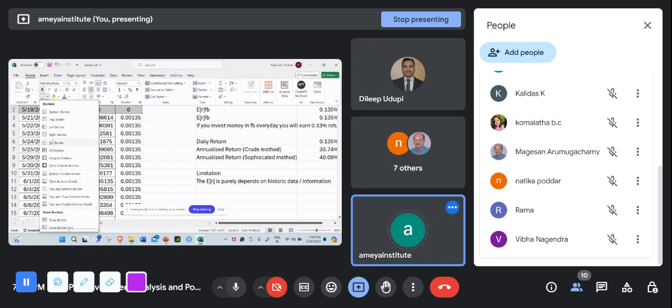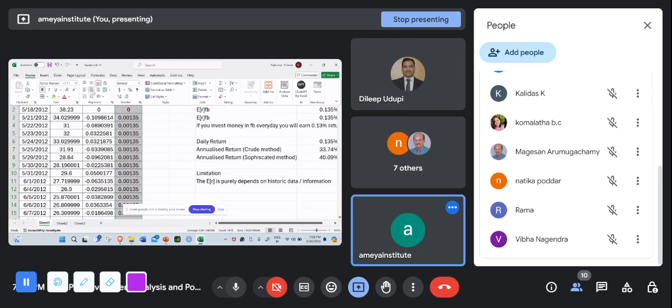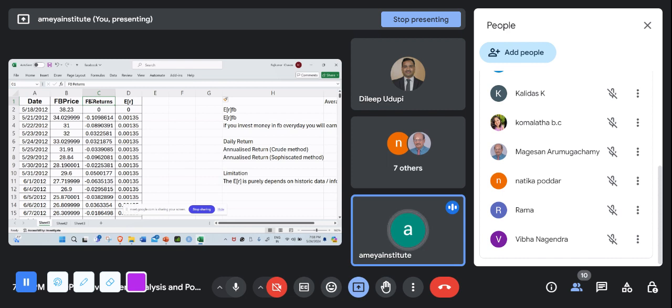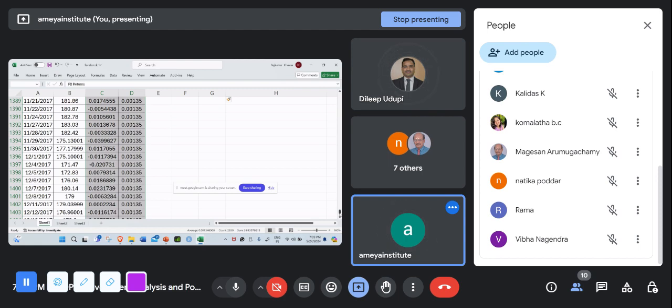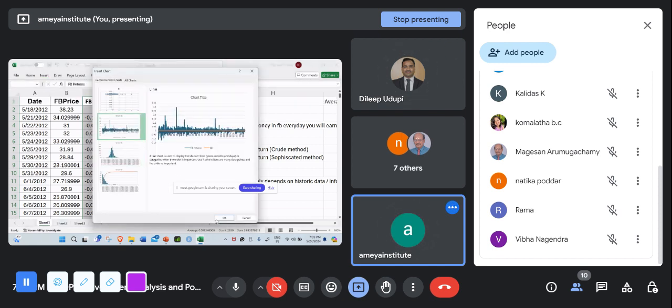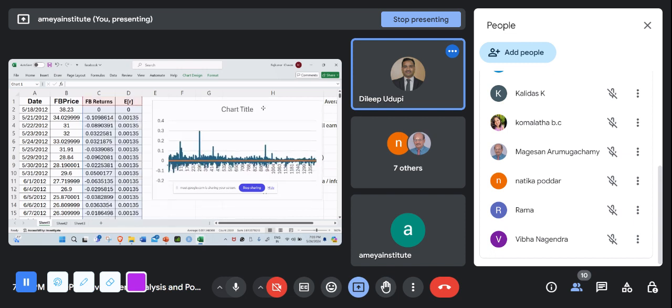Now we'll plot a graph for this. I'll add a few columns here with Facebook return and expected return, and we'll plot both together. Select these two. Remember your expected return is the same, only actual returns are changing. Go to Insert and plot this graph. Select the line chart, the second one. Click OK. I hope you got this chart.